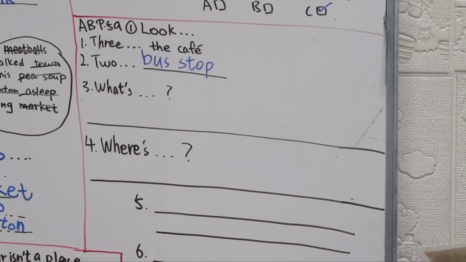Alright, moving on. Answer the questions. 3. What's the girl at the bus stop carrying? So I've just shown you the picture. That's the girl in the bus stop, right? There's a boy and a girl. What is the girl carrying? 2 bags.